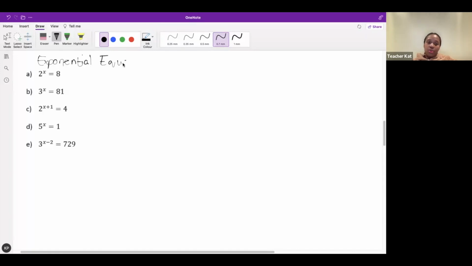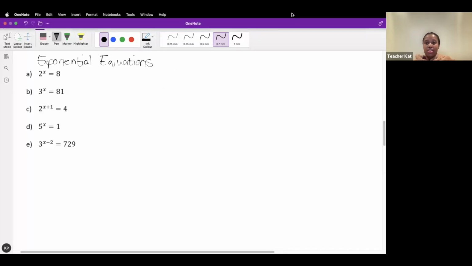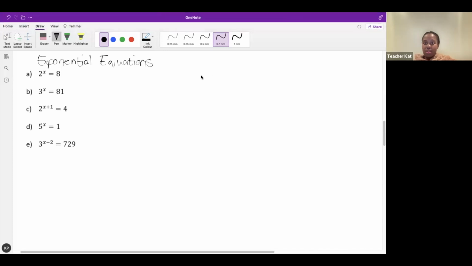Exponential equations. Great. Let's revise these. What did we say about these equations when we did them? Does anyone remember anything from those lessons? When we do exponential equations, what is the one very big thing that we try to do with these exponents?